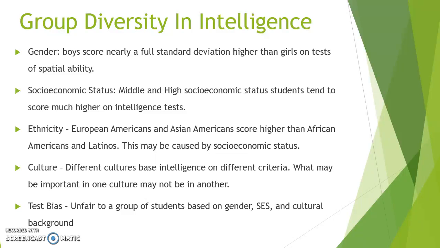Culture plays a difference. Different cultures base different things as intelligence. They put importance on different areas. So what might be important in America could not be the same as what's important in China or another culture. Test bias is unfair to a group of students based on gender, socioeconomic status, and cultural background.